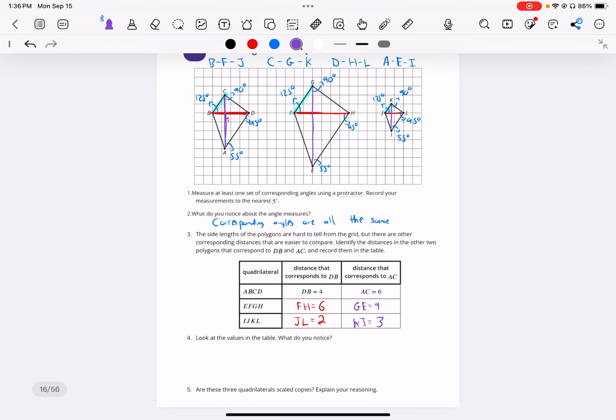So what I notice when I look at these is going from quadrilateral ABCD to EFGH, it's being multiplied by 1.5 for both of them. And going from ABCD to IJKL, it is being multiplied by 1/2. So since the corresponding angle measures were all the same, and the length and the width of the shape were changed by the same factor, we can say that these images are scaled copies.